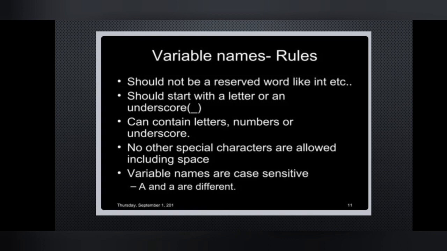Variable names and rules. There are certain rules for using a variable. It should not be a reserved word like int, etc. It should not start with a number, and can contain letters, numbers or underscore. No other special characters are allowed, including space. Variable names are case sensitive. Small a and capital A are different.